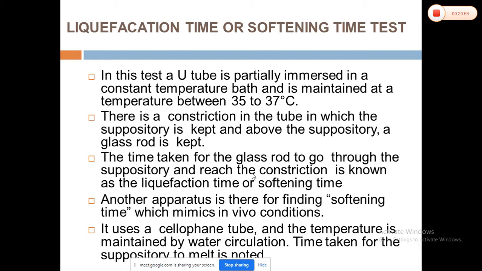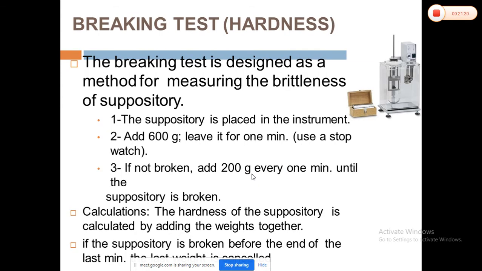So what to do: you take the U-shaped tube and immerse it in a water bath maintained at 35 to 37 degrees Celsius. Then you put the suppository into that U-shaped tube, place a rod over that suppository, and note the time taken for the glass rod to go through the suppository and reach the constriction. That will give you the liquefaction time or the softening time.